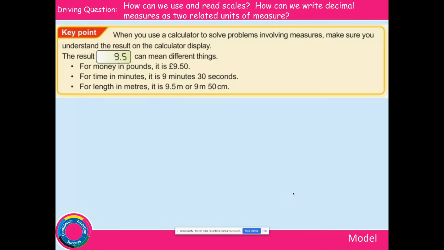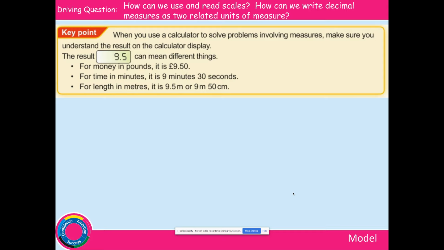Okay, key point. When you use a calculator to solve problems involving measures, make sure you understand the result that shows on the calculator display. So, for example, the result of 9.5 can mean different things. If you're doing money, we use pounds, and it's £9.50. So you would have to show it with a 0 on the end of the 5 to show it as 50p.